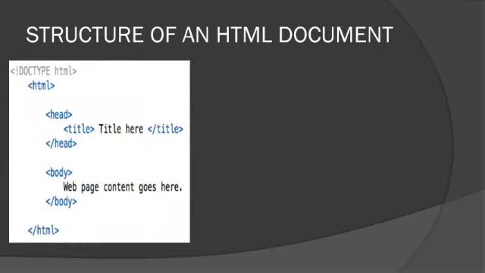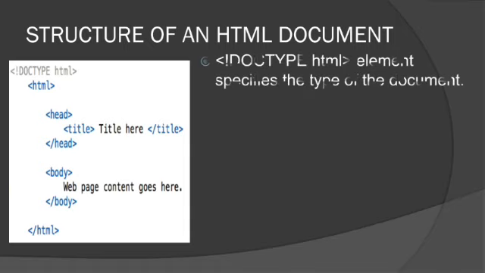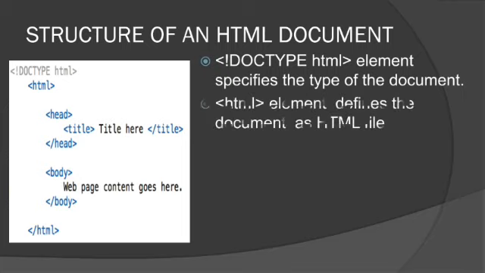Now let's discuss the structure of an HTML document. What does it actually contain? An HTML document consists of the doctype HTML element, which specifies the type of the document. Then we have the HTML element. It defines the document as the HTML file.